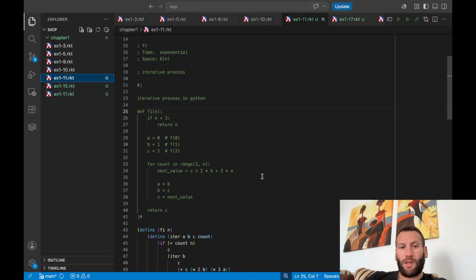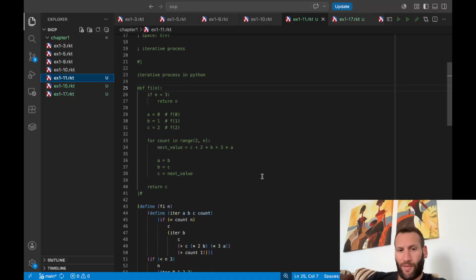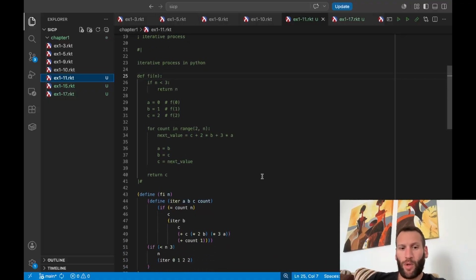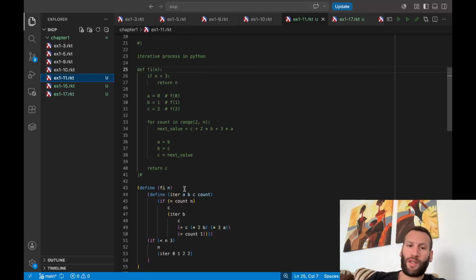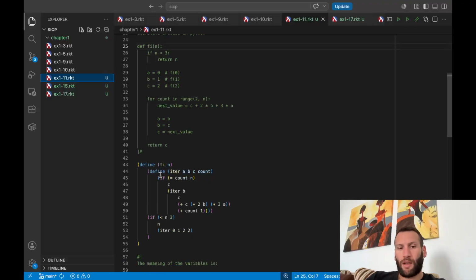So at this point, it should be clear enough how to proceed, and we only have to translate this in Scheme using the prefix notation. So we define this fi that stands for function iter, and inside this definition, we have another definition. We have a nested definition of iter.